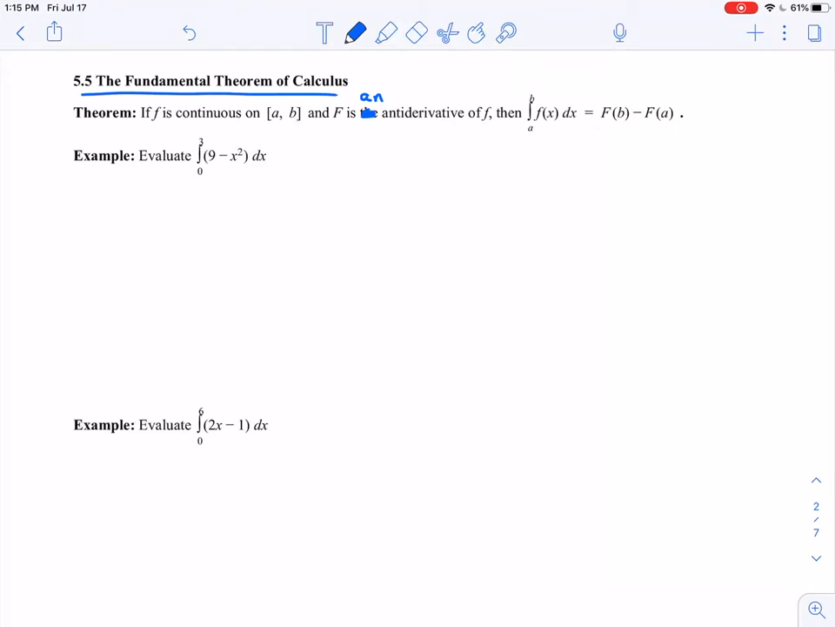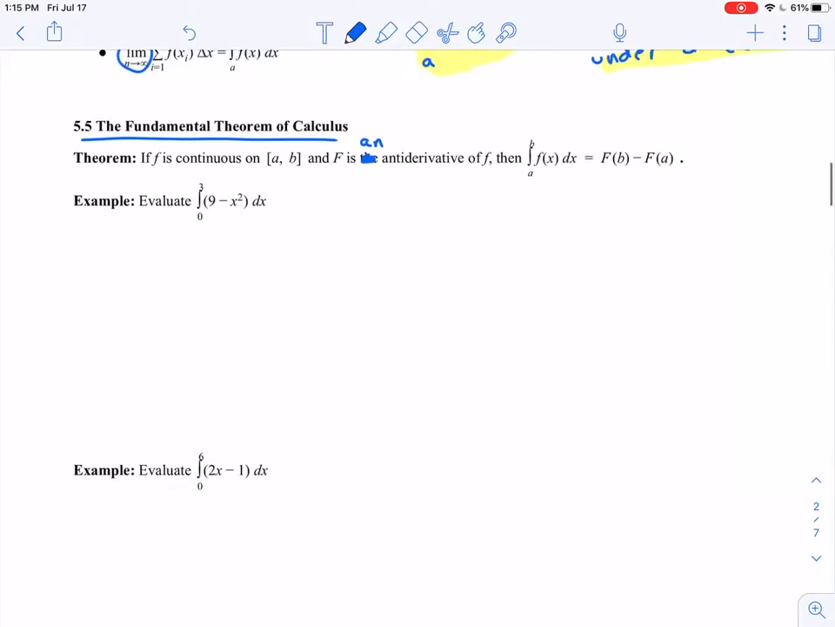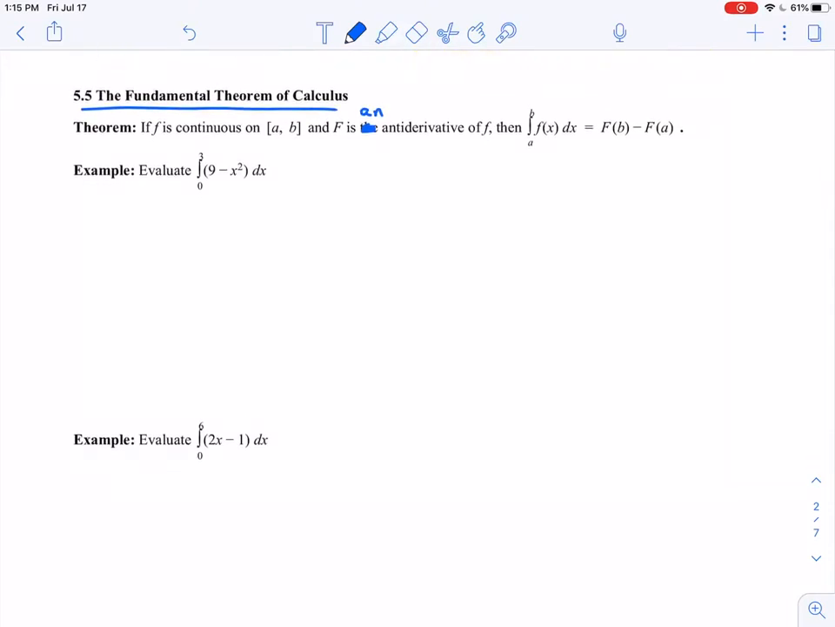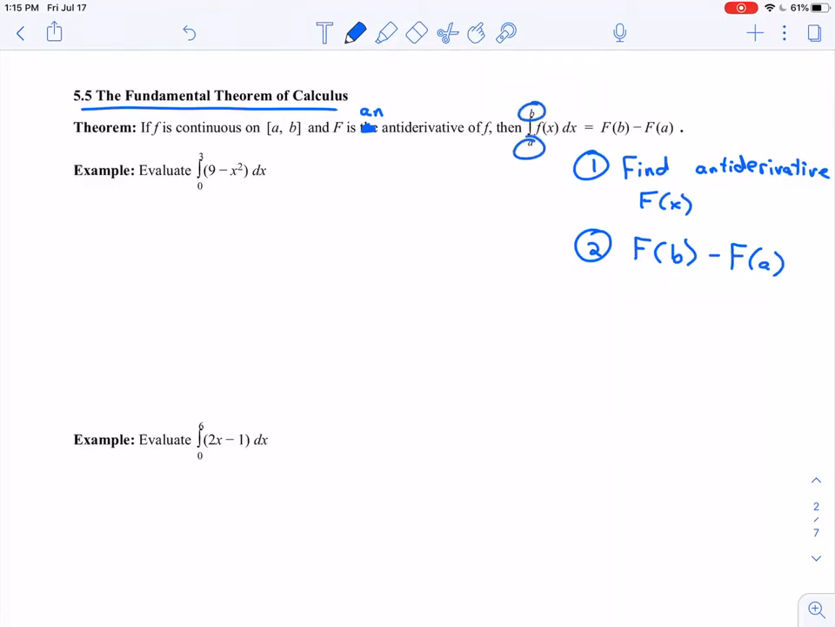So essentially this says if I want to evaluate a definite integral, there's really two steps. First, I need to find the antiderivative or indefinite integral, which we'll call capital F of x. So find that antiderivative first. Once you have that, look at capital F of b minus capital F of a. We're just plugging in our upper and our lower limits of integration and then subtracting the two. That's all there is.